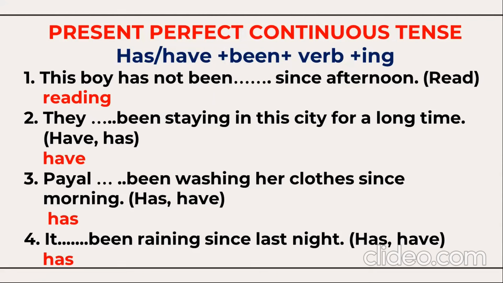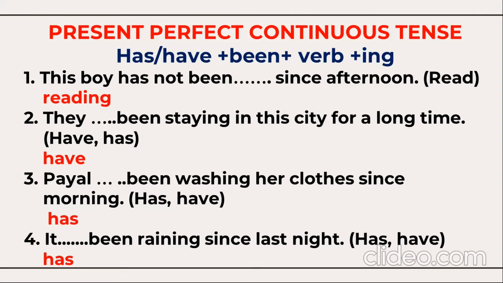Present perfect continuous tense means the action already started in the past and it is still going on in the present. That's the meaning of present perfect continuous tense. For example, I have been recording this video for the last 10 minutes. So I started recording this video 10 minutes ago and I'm still recording it. Payal has been washing her clothes since morning. That means Payal started to wash her clothes in the morning and she's still washing her clothes.